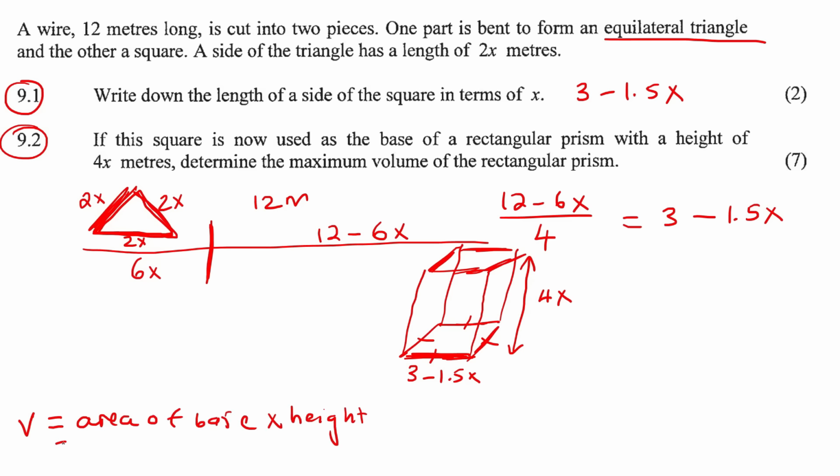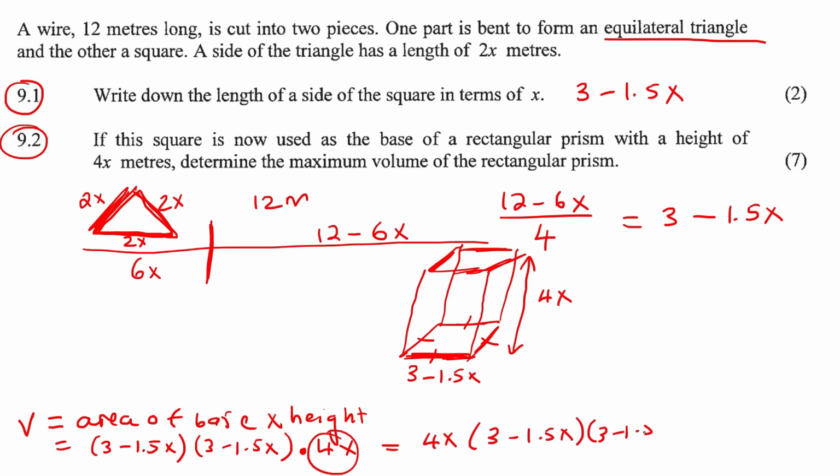So the area of the base, well, the base is a square. To find the area of a square, you multiply two sides together. So that's going to be 3 take away 1.5x multiplied by another 3 minus 1.5x. That's the area of your base, and then you're going to multiply that by your height, which in this case is 4x. I'm going to put the 4x in the front. So it's going to end up being 4x, and then 3 take away 1.5x, 3 take away 1.5x.